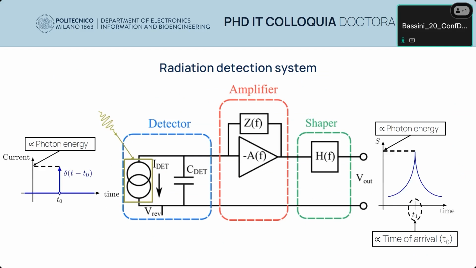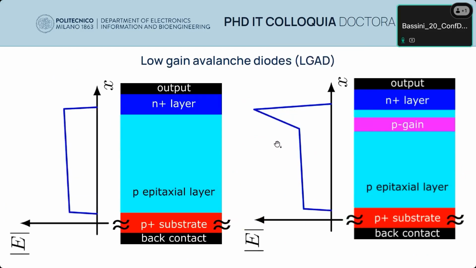However, in this system we always have noise, associated with the whole electronic chain and the detector itself, including the current noise and the detector capacitance, because it multiplies the amplifier noise. From this point, the question is how to increase the signal-to-noise ratio in this basic system. The idea is that we can use a detector with internal amplification, and this is the low-gain avalanche diode.